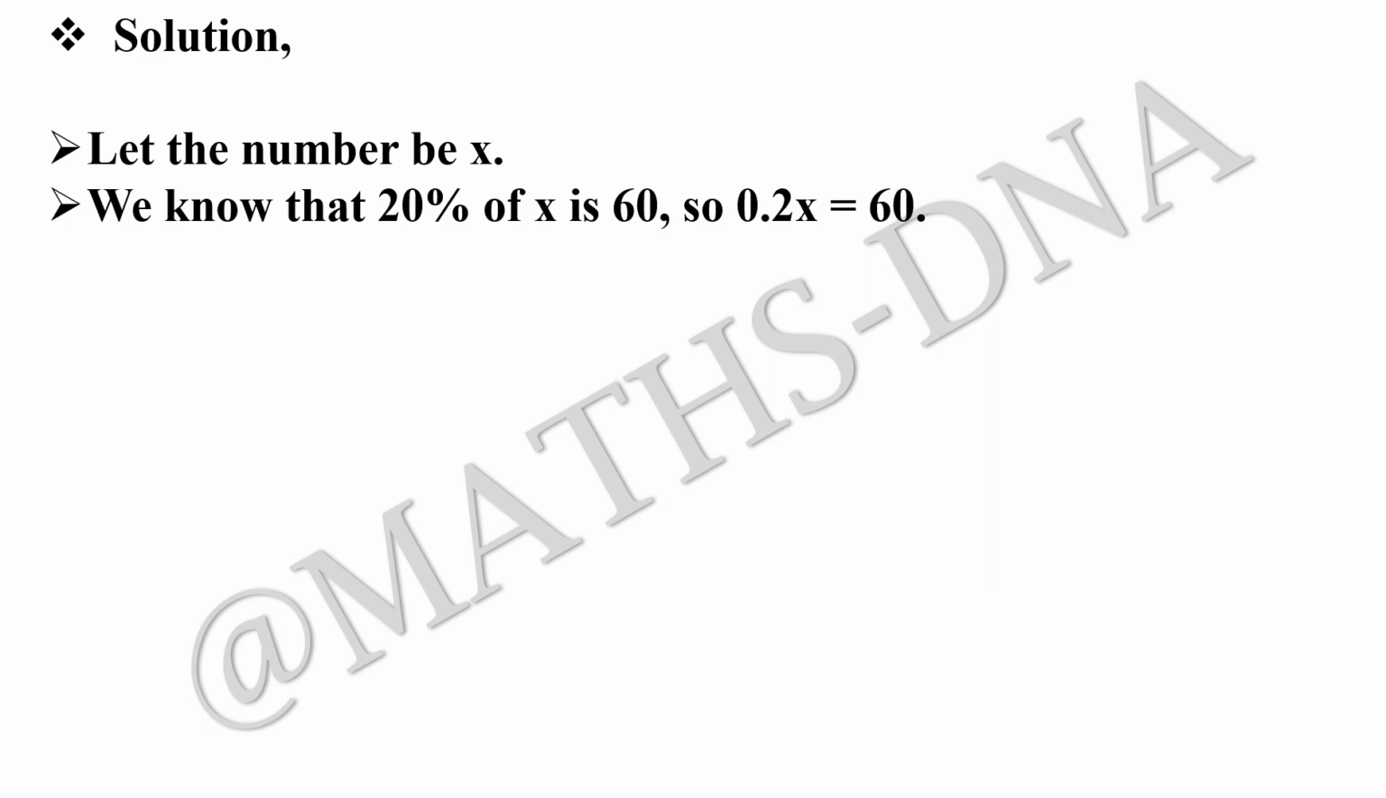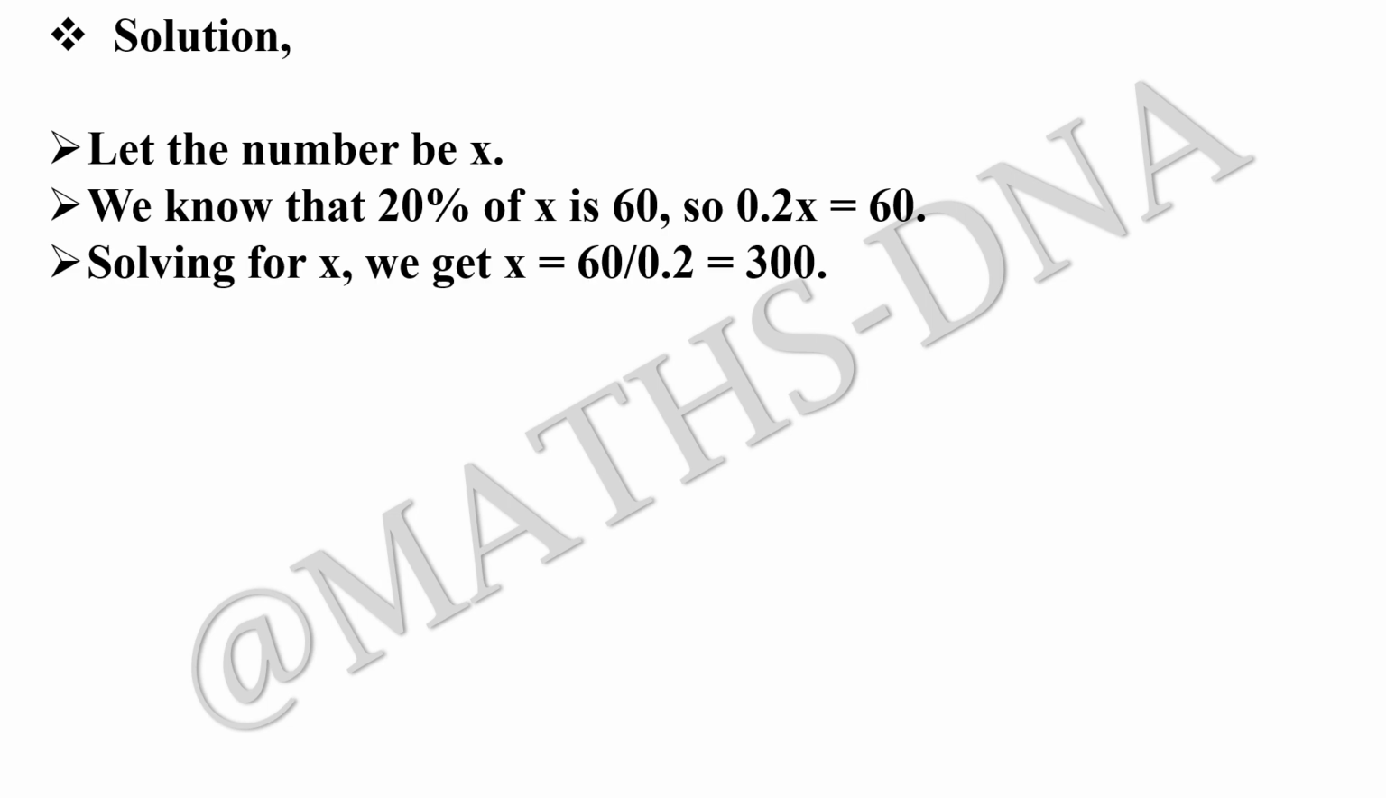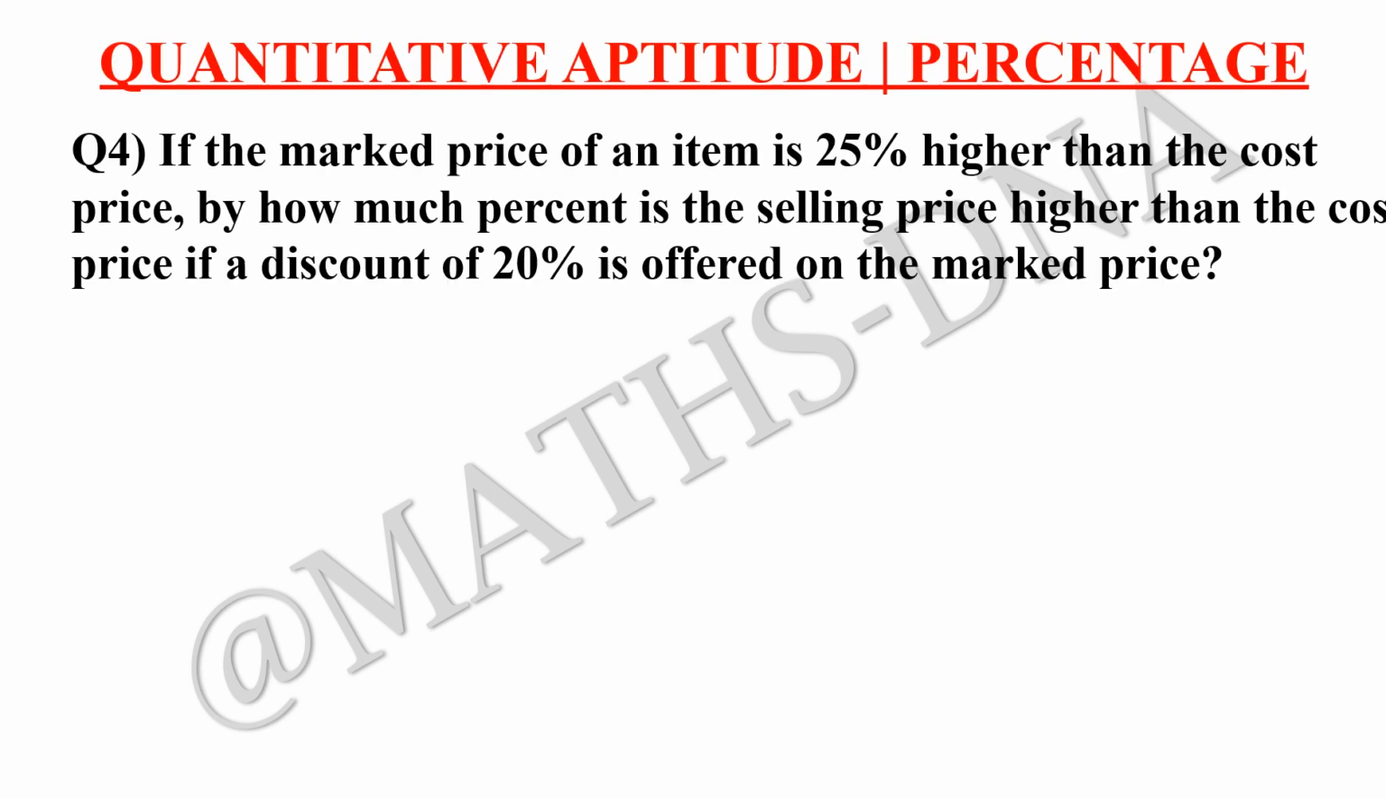You can easily solve this, but still let me give you a solution for this. Now let the number be x, and it says that 20% of x, that is 0.2 of x, is 60. So x will be 60 upon 0.2, and that will be 300. You can easily simplify it, which is option B. Now moving on to the fourth one.